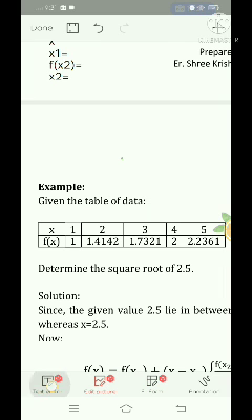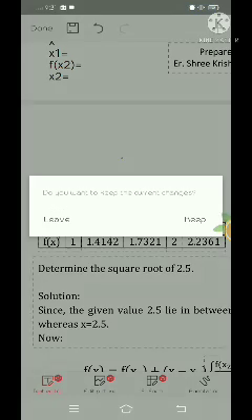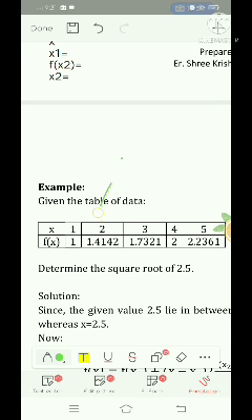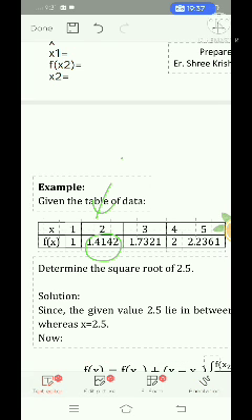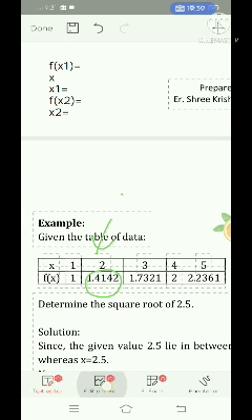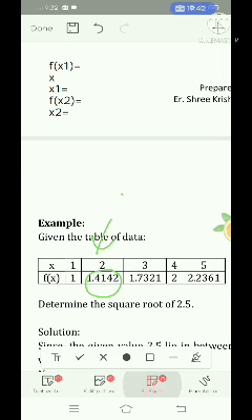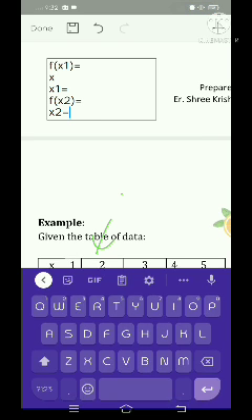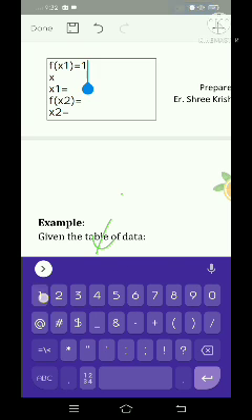Ito, text editor. No. Paano ba? Annotation. Ayun, annotation. So, this will be our x sub 1. So, this will be our fx1, 1.4142. Okay? Picture. Ito. Fill form na lang. This one. Edit. Ito. 1.4142.